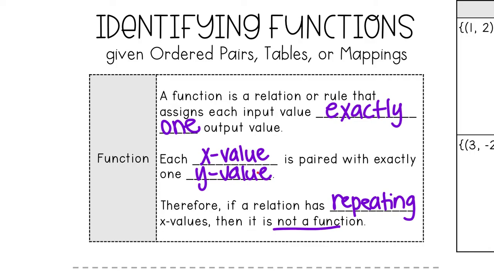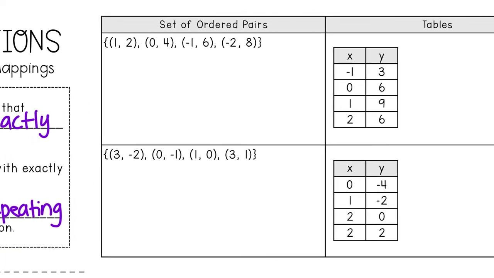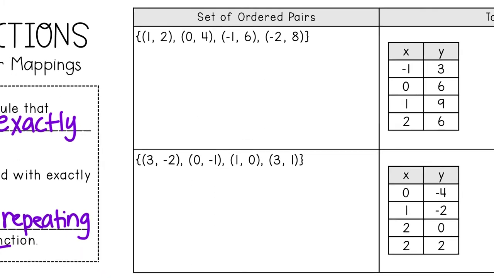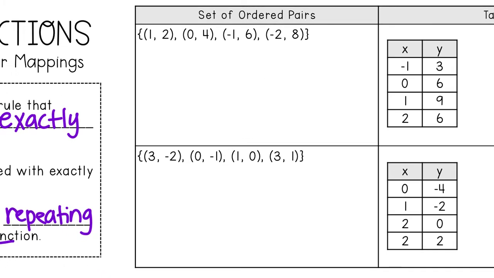Okay, so we're going to start off with ordered pairs. Ordered pairs are just points. If you remember, it's always x comma y, all the way across these points. The definition says that for every x, there is only one y. So when x equals 1, y is 2. When x equals 0, y is 4. When x equals -1, y is 6. When x is -2, y is 8. Notice that every x value is different. So this is a function.